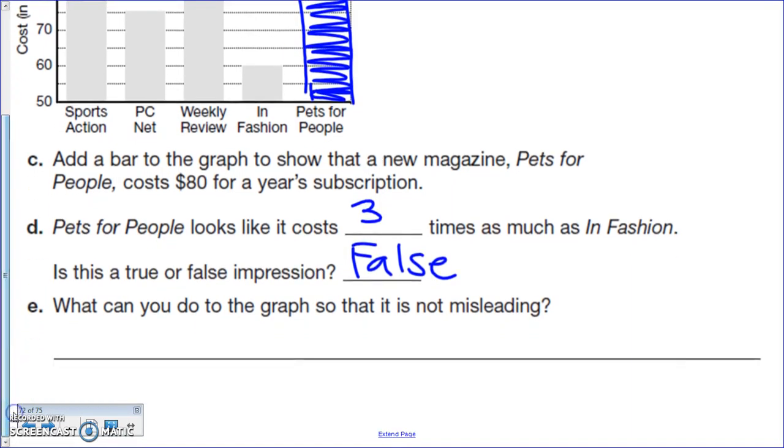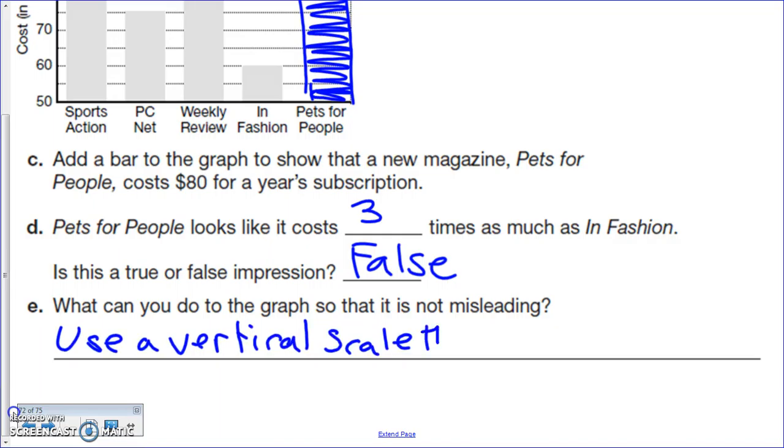And E, what can we do to correct the graph so it is not misleading? We can use a vertical scale that starts at 0 so that 0 to 50 is actually on the graph. Please make sure you have all of the work copied down and then glue this page in your math notebook.